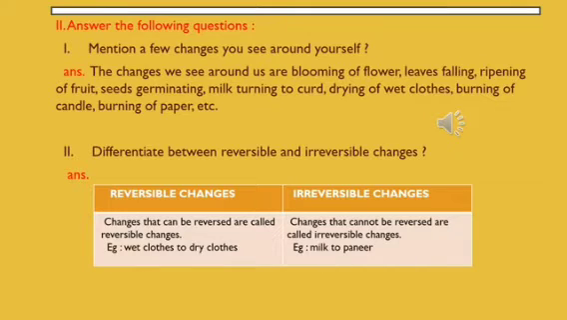Second main, differentiate between reversible and irreversible changes. So you can make two columns and write. First column, reversible changes. Changes that can be reversed are called reversible changes. Example, wet clothes to dry clothes. In the second column, irreversible changes. Changes that cannot be reversed are called irreversible changes. Example, milk to paneer.